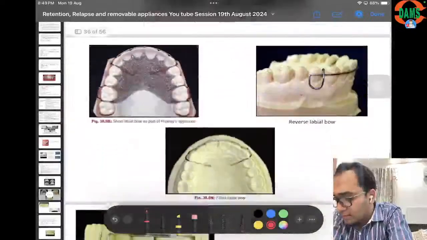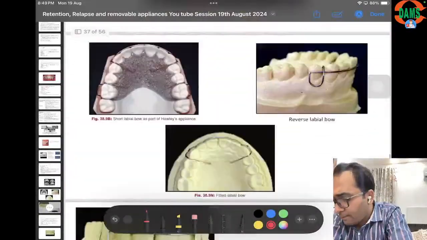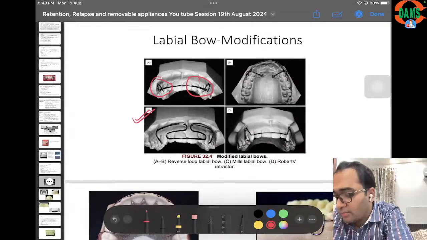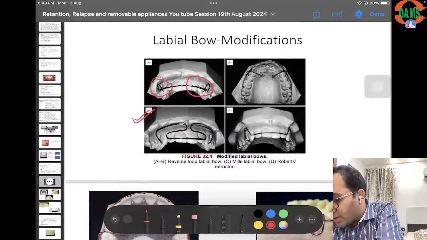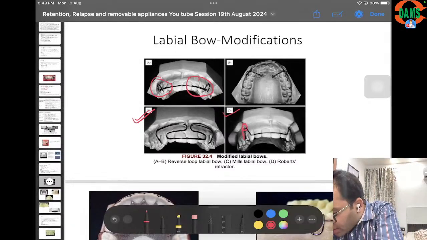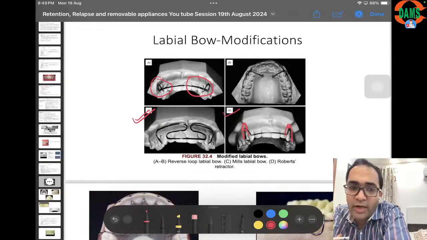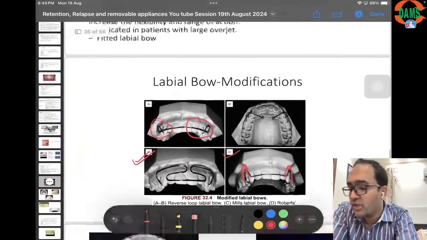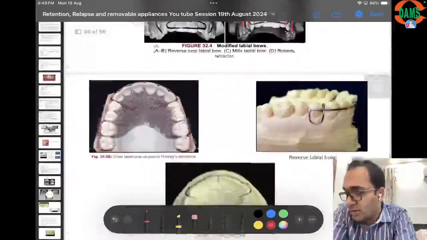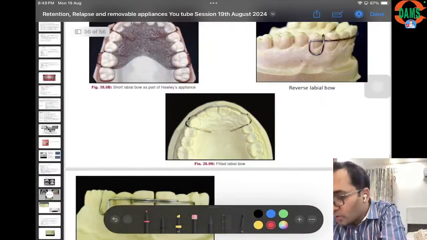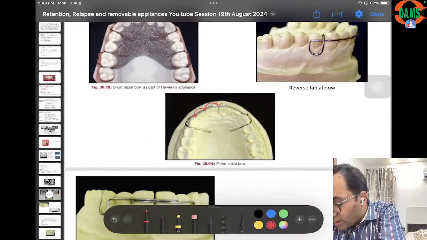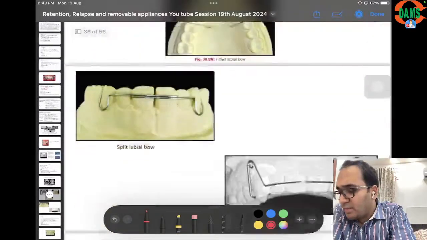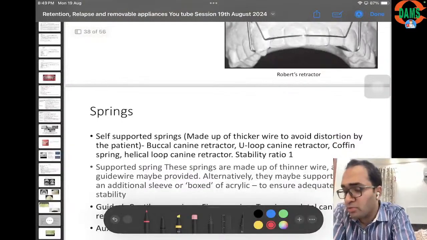So this is the Mills retractor, image of a Mills retractor, and this is the Roberts retractor. See the incorporation of helix in it, loops in it. So what does it do? It increases the range and flexibility. So in severely proclined teeth with overjet of greater than 4 mm, these are used. And fitted labial bow. So this is a fitted labial bow. See how it's surrounding the margins. So these are the images I've just shown you of the bows.